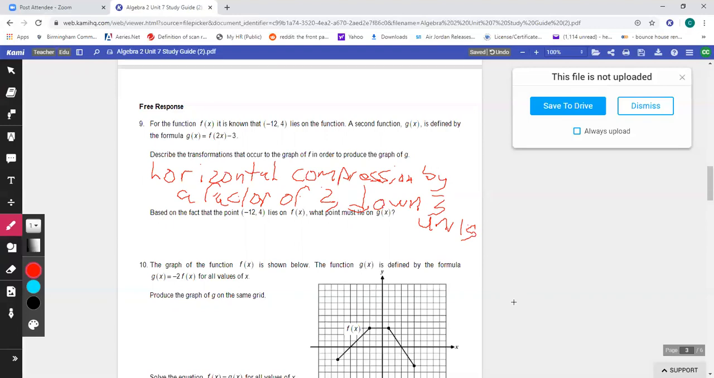Okay. Based on the fact that the point negative 12, 4 lies on f of x, what point must lie on g of x? Well, now we just apply the transformations to negative 12, 4. If we do a horizontal compression by a factor of 2, then that means negative 12, 4 now becomes negative 6, 4. And then we go down 3. My new point would be negative 6, 1.